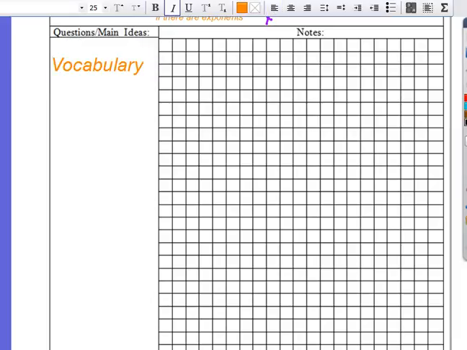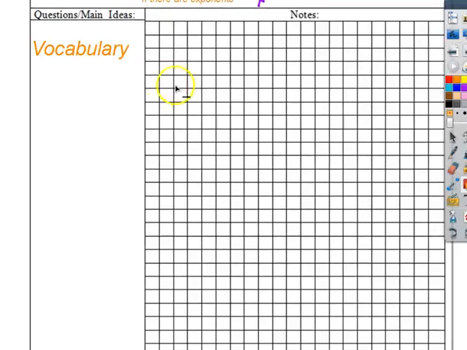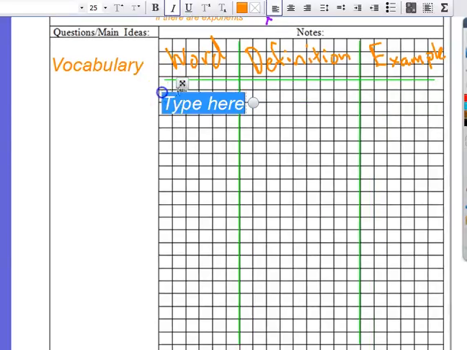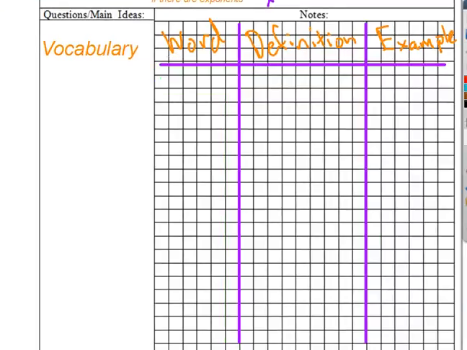Alright, and so I'm going to make some boxes going across the top here and then going down. So I'm going to put the word on the left, and then I'm going to put the definition in the middle, and then I'm going to put an example over on the right. So here is a word, and here is a definition, and here is an example. Okay, the words are... yes, I would like you to make this graphic organizer for your vocabulary for today.